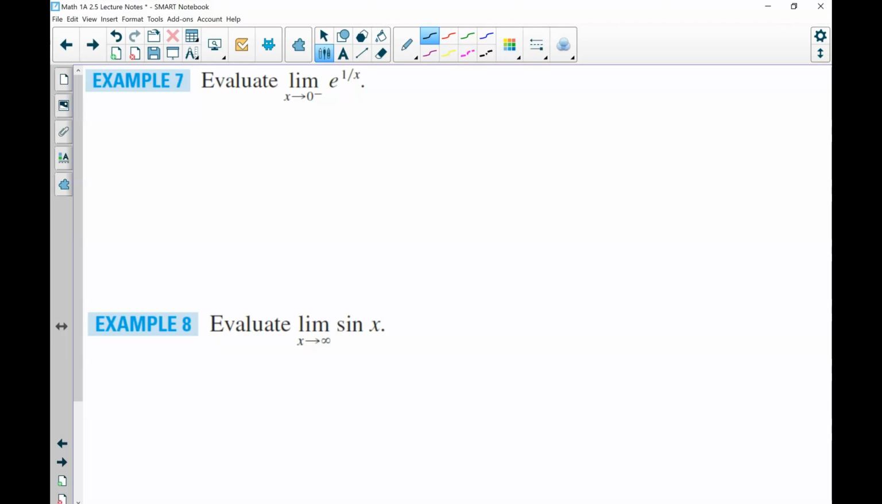So let's take a look at example number 7. We want to be able to evaluate the limit as x approaches 0 from the left of e to the 1 over x. Again, let's use our substitution. The first thing we want to do is let t equal 1 over x.